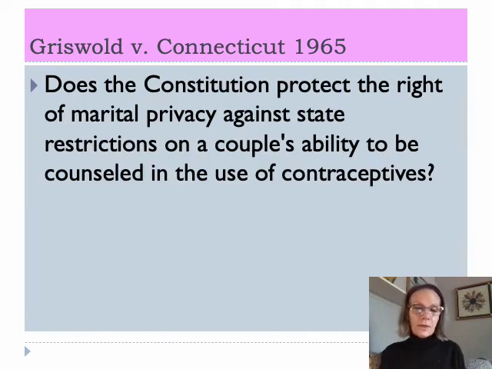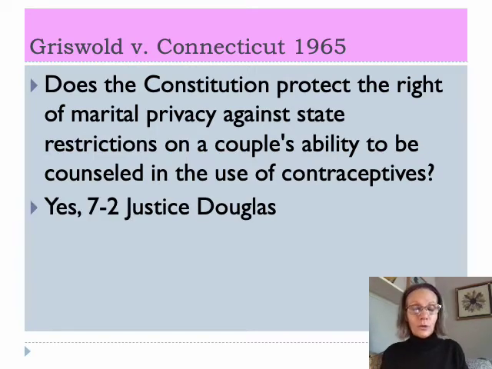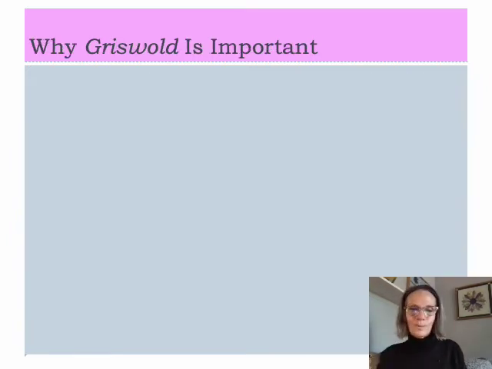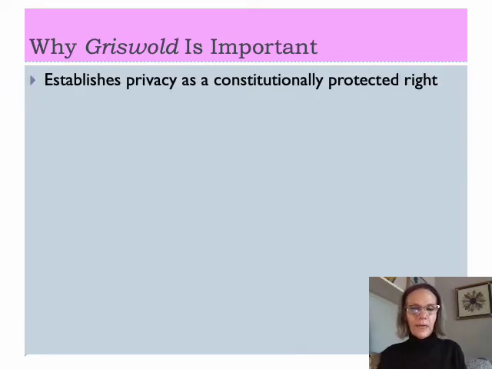So the question before the Supreme Court of the United States, who had the final decision on this case, was: does the Constitution of the United States protect the right of marital privacy against state restrictions on a couple's ability to be counseled on the use of contraceptives? And in a 7-2 decision, the Supreme Court of the United States said yes, that the Constitution does protect the right of married couples to get contraceptives. So the decision in Griswold versus Connecticut is extraordinarily important for reproductive freedoms in the United States.